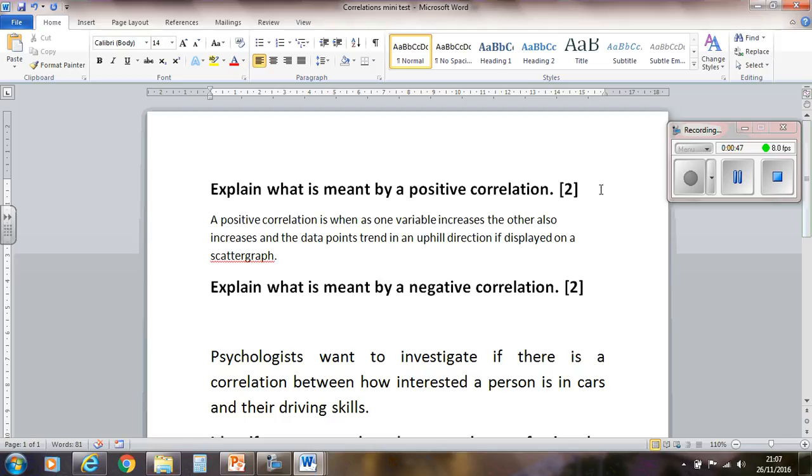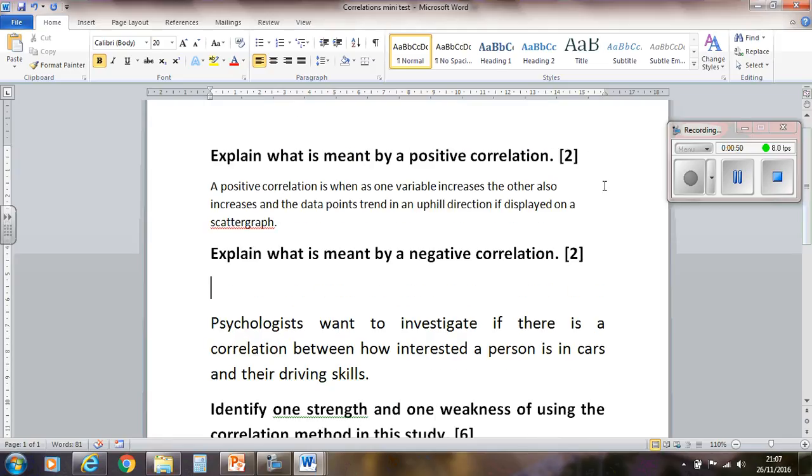This question is not asking for it to be in context. It doesn't say in this study or anything like that, so that answer would be enough.